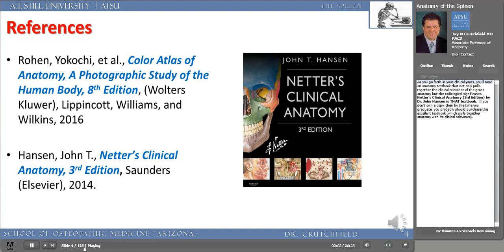As you go forward in your clinical years, you'll need an anatomy book that pulls together not only the clinical relevance of the gross anatomy, but the radiological significance. Netter's Clinical Anatomy, 3rd edition, by Dr. John Hansen, is that textbook. If you don't own a copy, sometime before you graduate, you probably should purchase this.